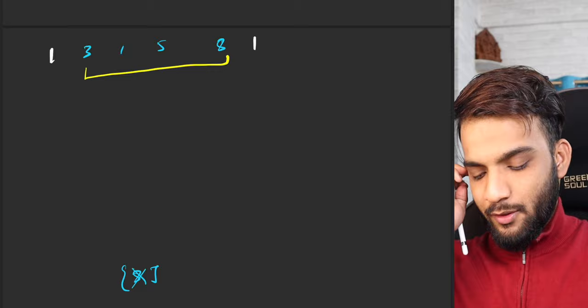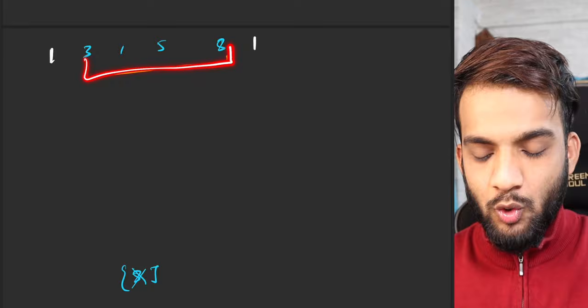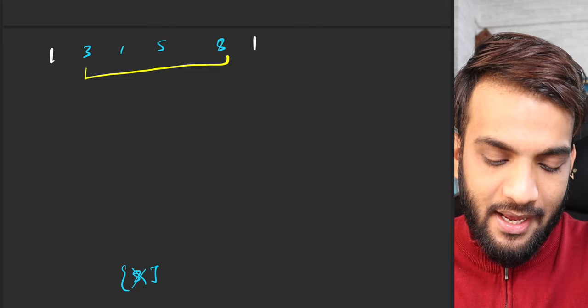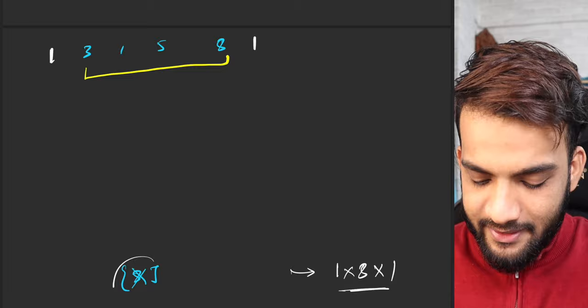Okay. Now imagine this is the last guy to be solved. And initially, this is the range that you're looking for. And I'm saying, instead of deciding which is the first guy on this range, I decide who is the last guy left. So if I decide who is the last guy left, can I say the cost will be 1 into 8 into 1 if 8 is the last guy.